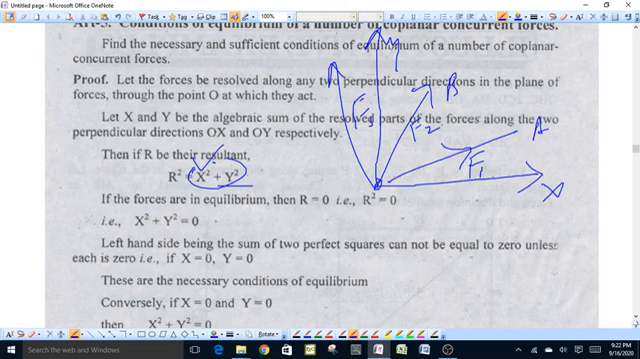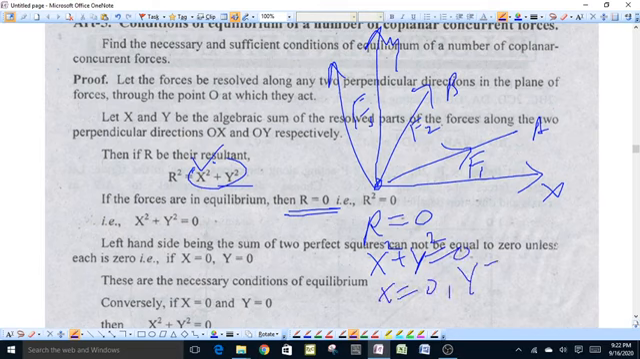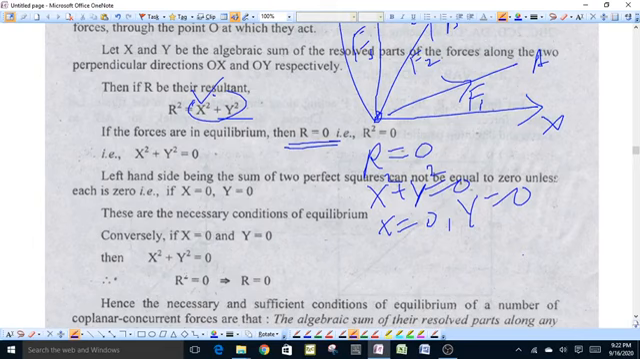If this system of forces is in equilibrium, then the resultant must be equal to 0. This means R is equal to 0, meaning X squared plus Y squared is equal to 0, meaning X is equal to 0 and capital Y is equal to 0. A system of any number of forces which are concurrent and coplanar will be in equilibrium whenever the algebraic sum of x components of all the given forces is equal to 0 and the algebraic sum of all the y components of given forces is equal to 0. That is, capital X is equal to 0 and capital Y is equal to 0.